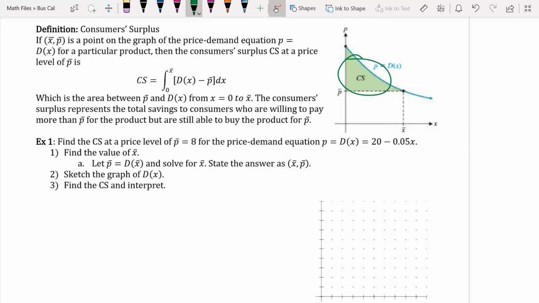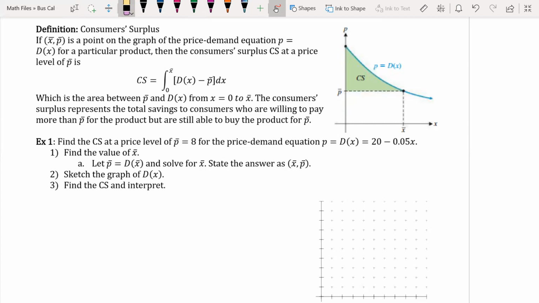So the consumer surplus represents the total savings to consumers who are willing to pay more than P bar for the product, but are still able to buy the product for the current price, P bar. All right. So let's get going.